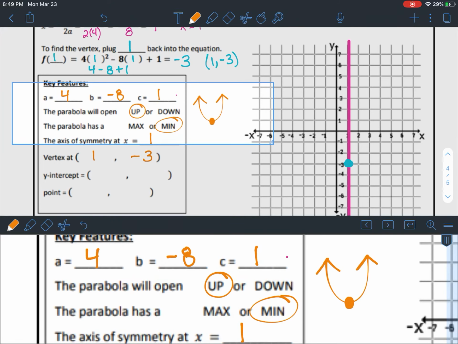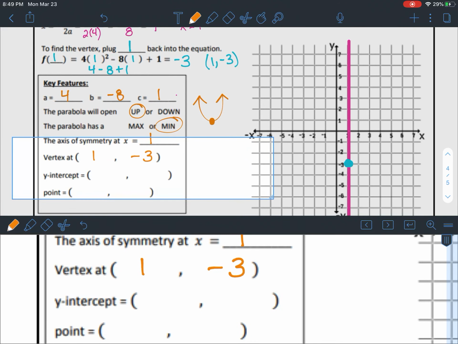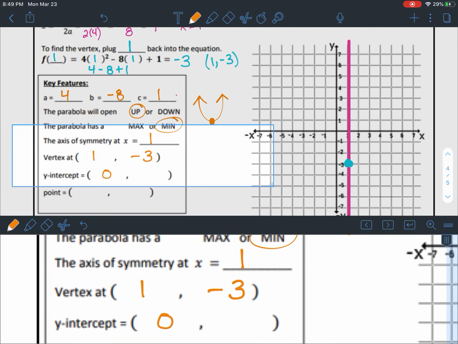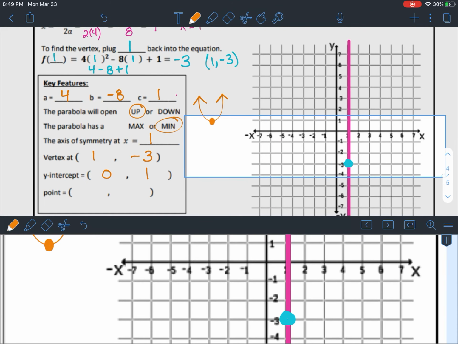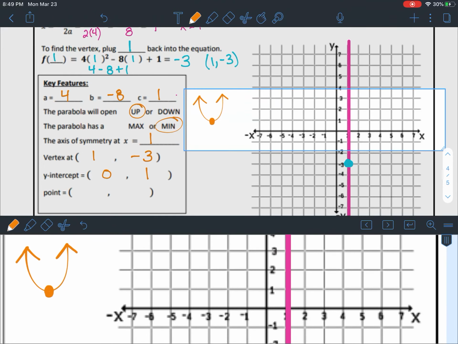We can find my y-intercept by looking at our c value, remember? For the y-intercept, my x is always 0, and my y value is always whatever that c was. And our c value for this problem is 1. So then this asks for another point. Before we do that, I want to go ahead and graph that y-intercept. Again, that happens at 0, 1. So 0, 1 is right here.